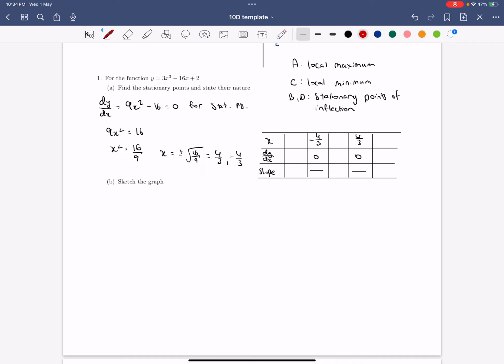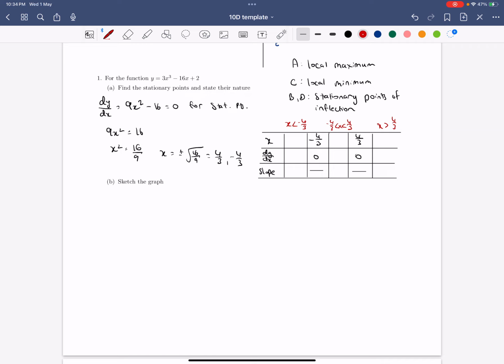So I'll just write in red. We want to choose a point for this one that's less than negative 4/3. We want to choose a point for this one that's between negative 4/3 and 4/3. And we want to choose a point for this one that's greater than 4/3. Because the gradient cannot change in those regions, as there are no stationary points there, because we found all our stationary points, which means that if we just evaluate the dy dx at any of those points, it'll tell us what the slope looks like.